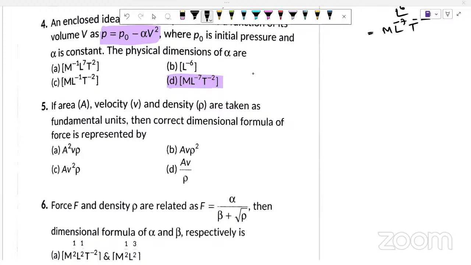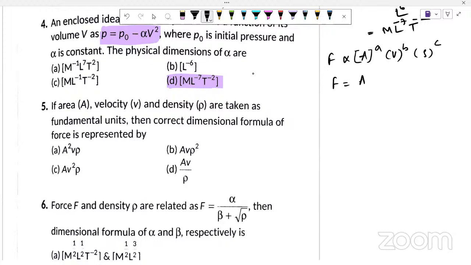He is telling that force must be directly proportional to area. I don't know the powers, so I'm taking area to the power of A, velocity to the power of B, density to the power of C. So get the values of A, B, C, and you'll get the answer. Dimension of the force will be equal to how much? That means F is equal to how much I can write?